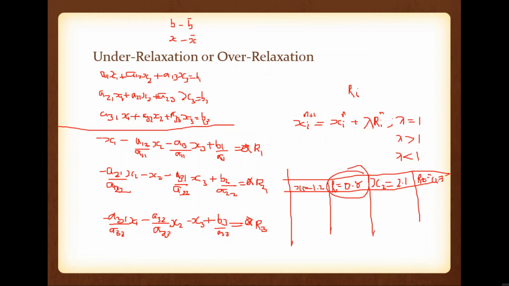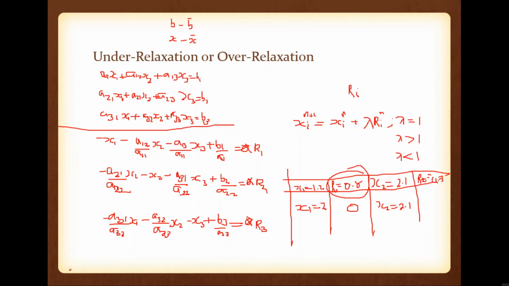What is x1? x1 is current x1 plus R1. So x1 is 1.2, R1 is 0.8. So the new value is x1 equal to 2. So this one is simply copied. So x2 is equal to 2.1. Okay. Now if you are doing the next iteration, this value will be 0. Definitely this value will be 0 if you are using lambda equal to 1, means normal relaxation.